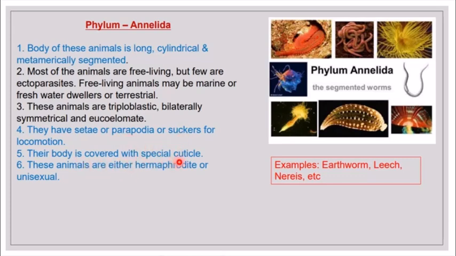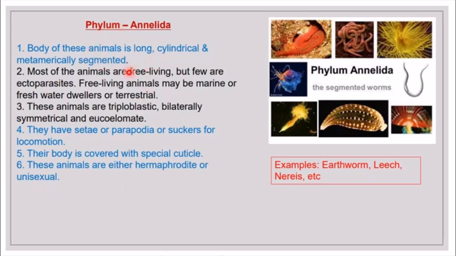Now, the body is again covered with a strong cuticle, which is a hard substance, and these animals can be hermaphrodite or they can be unisexual. If you see earthworm, earthworm is hermaphrodite, male and female are present in the same animal. And if you see other animals, they are unisexual. So they can include both hermaphrodite and unisexual. So this is about the phylum Annelida.